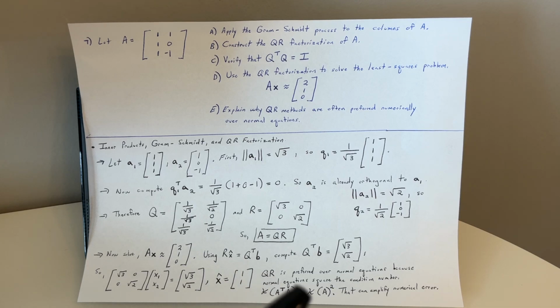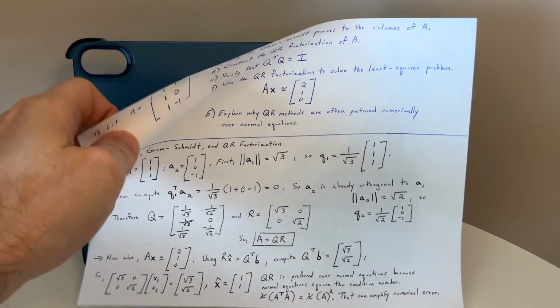So QR is preferred over normal equations because normal equations square the condition number: kappa of A transpose A equals kappa of A squared. And that could amplify numerical error. Okay, sorry if I'm speaking too quickly or if I mispronounce anything. That's number 7.